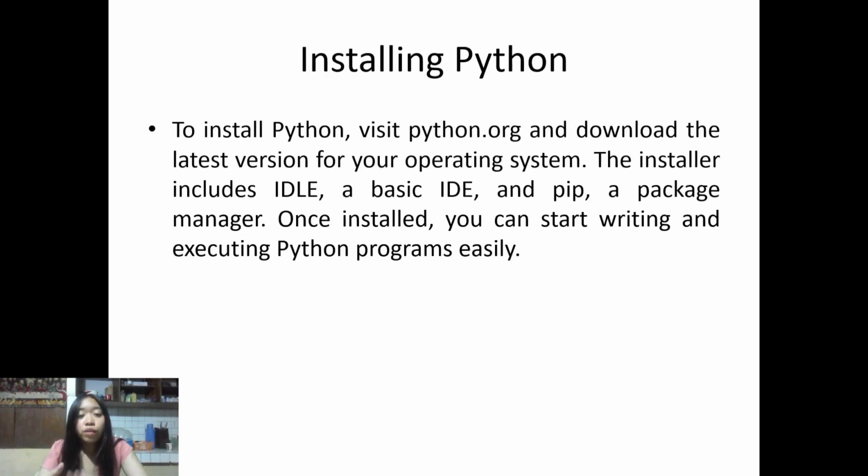Installing Python. To install Python, visit python.org and download the latest version for your operating system. The installer includes IDLE, a basic IDE, and pip, a package manager. Once installed, you can start writing and executing Python programs easily.